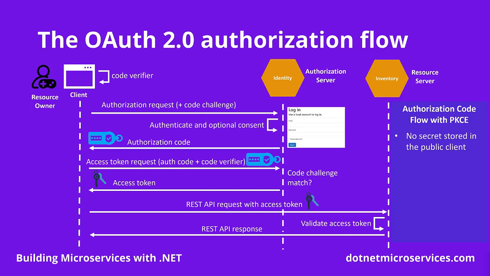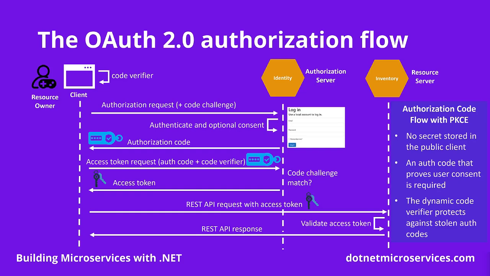With no secret, the client can't get an access token right away. It needs to first acquire a valid authorization code only available after the user authenticates and provides consent. And even if a malicious application steals the authorization code, it would not be able to acquire the code verifier, which is dynamic and is only known to our own app. Let's take a closer look at the elements involved in the initial authorization request sent by the client.